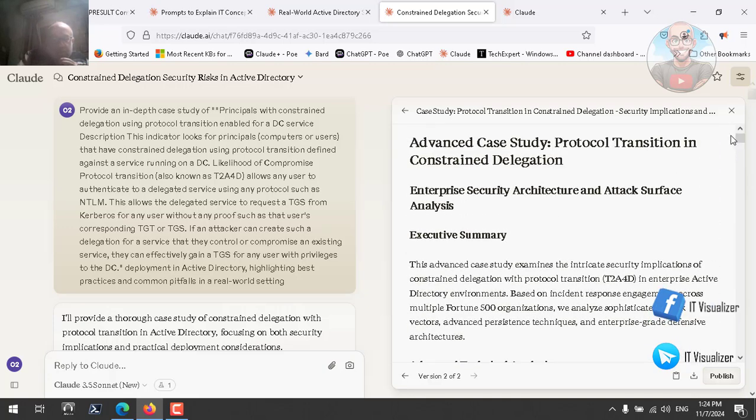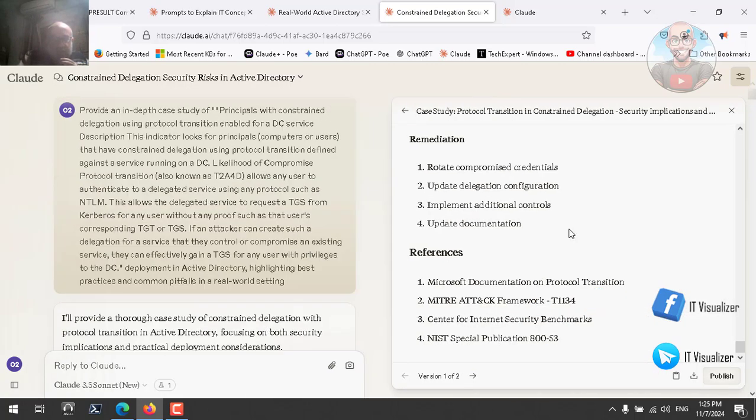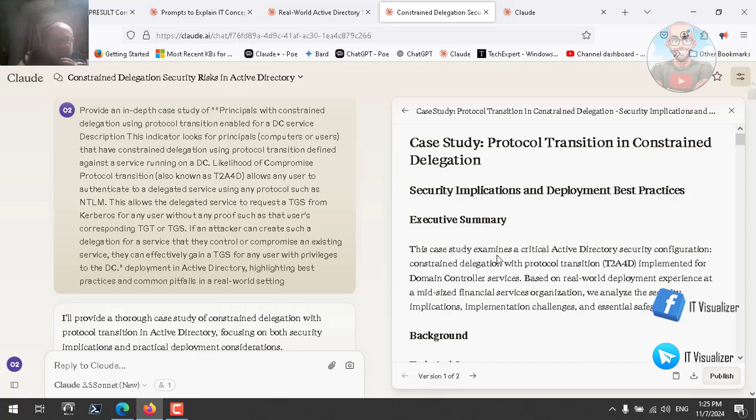Here you go. This is an advanced one. I don't need the advanced one. There is the first one, which is case study protocol transition. Here you go. We have the answer, which seems to be different. Here it says this case study examines a critical Active Directory security configuration, constrained delegation with protocol transition.